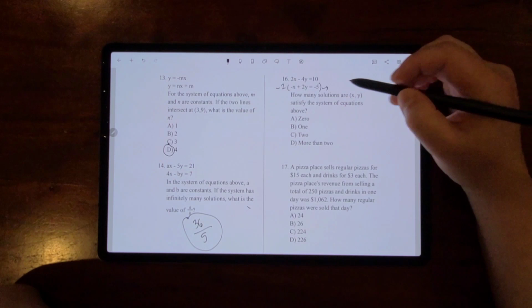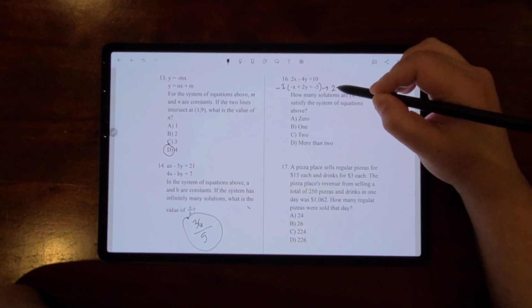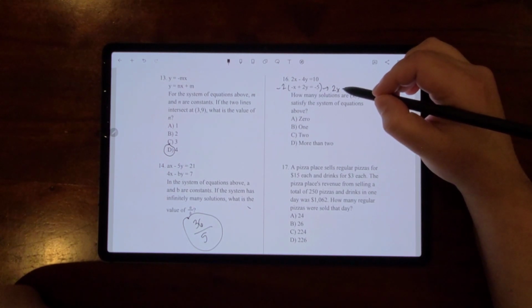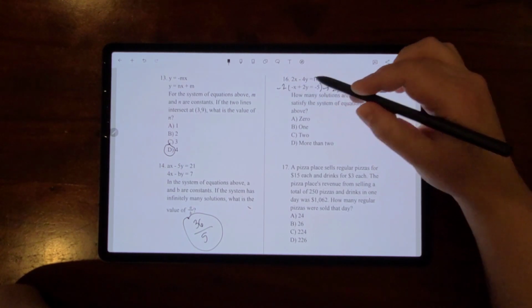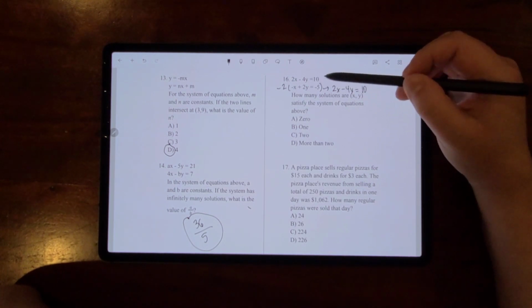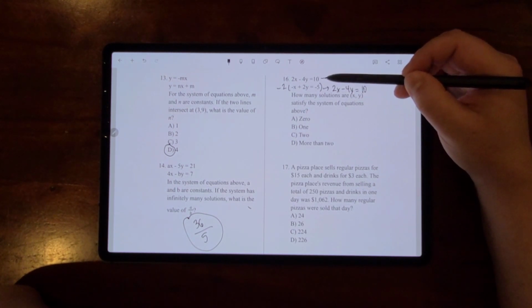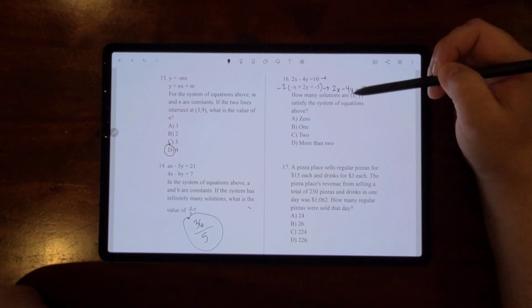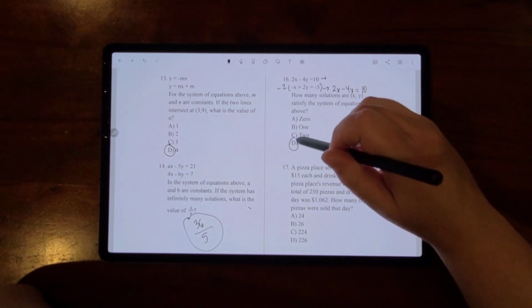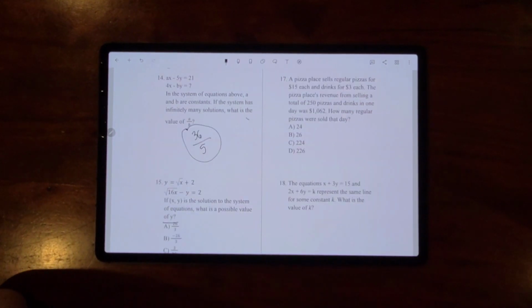-2 times -x is going to be positive 2x. -2 times positive 2y is going to be -4y. -2 times -5 is going to be positive 10. And I have that same exact equation on top right over here. Same exact line, right on top of each other. They have infinitely many solutions. So the correct answer would be D.